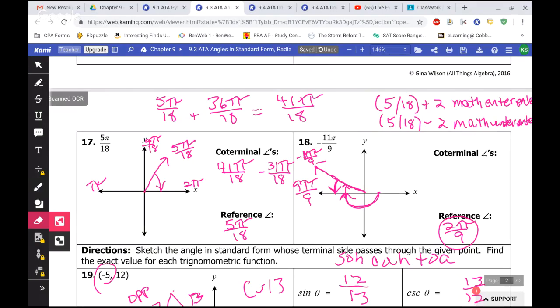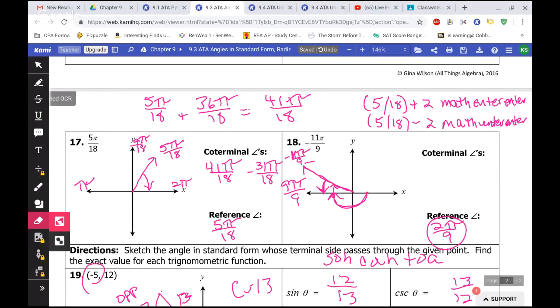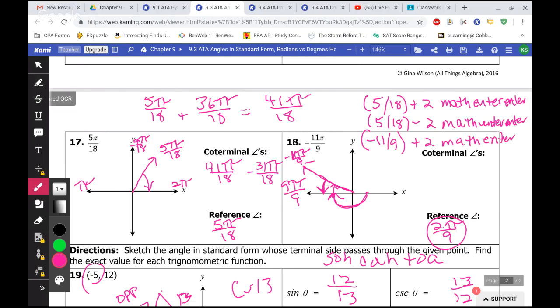Okay. Now, Anna, back to number 18. So for my coterminal angles, if you want to use the calculator method, they want you to have one negative and one positive. So type in 11 over 9 plus 2, math, enter, enter. And tell me if you get a positive number. I think you should. Yes, I do. Okay, what'd you get? 29 over 9.